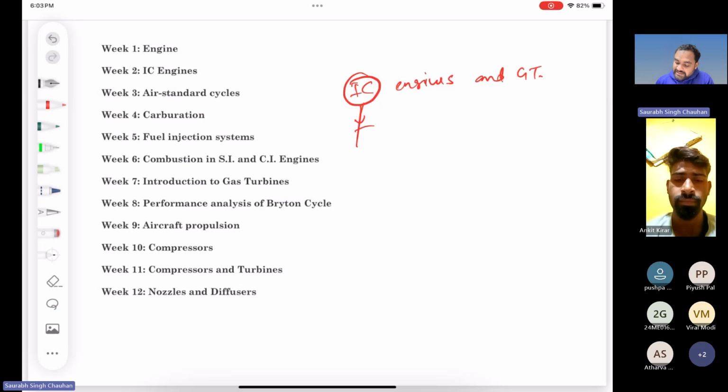If you check some old books for the IC engines, then in many books you will find that gas turbines are also included in the IC engines. Why? Because inside the gas turbines, the combustion takes place inside the engine, right? So when we say IC engine or internal combustion engine, it means that combustion is taking place inside the engine chamber, combustion chamber. Technically, IC engine includes both reciprocating engines as well as gas turbine engines.